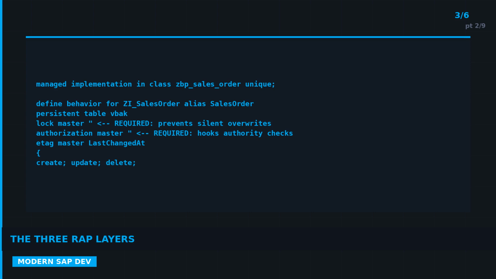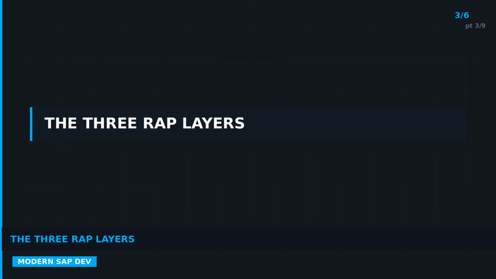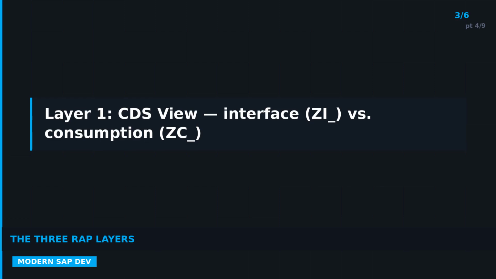The behavior definition, BDEF, is where you declare what operations are allowed on your entity. Create, update, delete, and custom actions. The key word here is managed. When you say managed implementation in class SalesOrder unique, you're telling the framework to handle the persistence layer for you. The alternative is unmanaged, full manual control, more code, more bugs. Start managed unless you have a strong reason not to.